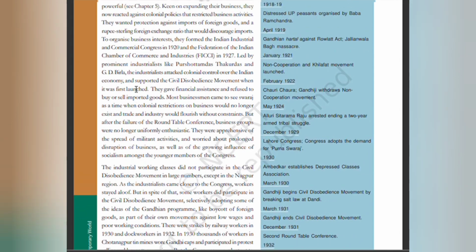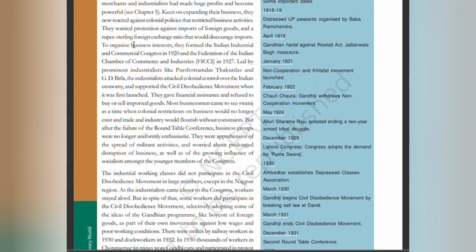To organize business interests, they formed the Indian Industrial and Commercial Congress in 1920 and the Federation of the Indian Chambers of Commerce and Industries in 1927. Led by prominent industrialists like Purushottamdas Thakurdas and G.D. Birla, the industrialists attacked the colonial control over the Indian economy and supported the civil disobedience movement when it was first launched. They gave financial assistance and refused to buy and sell imported goods. Most businessmen came to see Swaraj as a time when colonial restrictions on business would no longer exist and trade and industry would flourish without constraints.